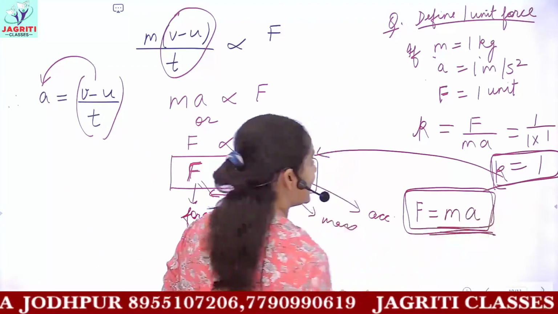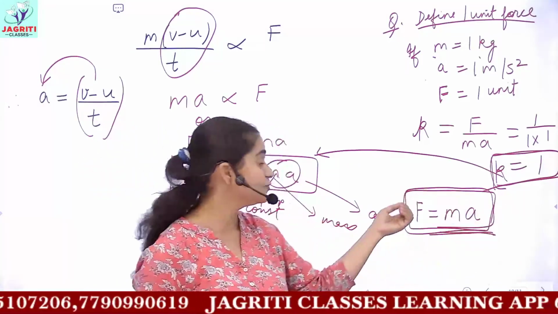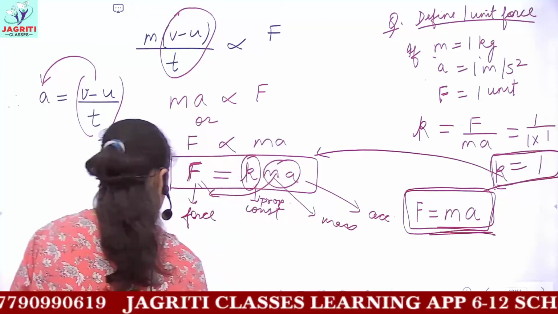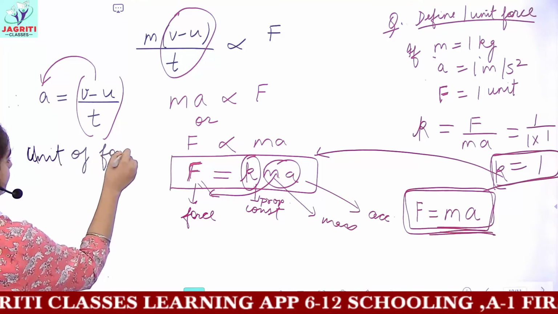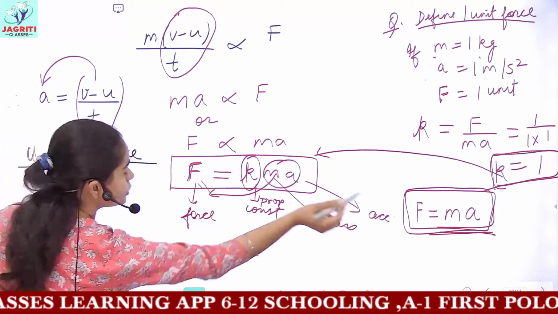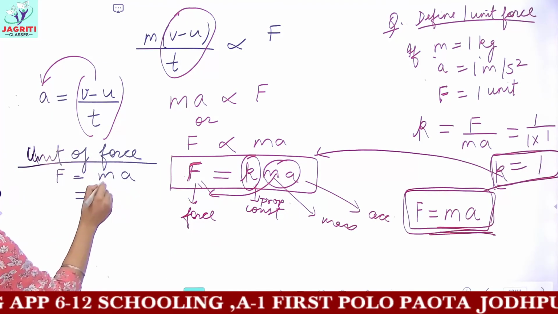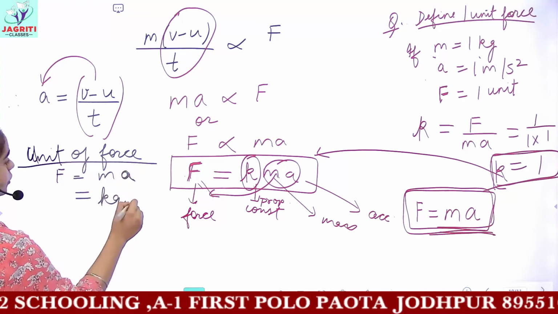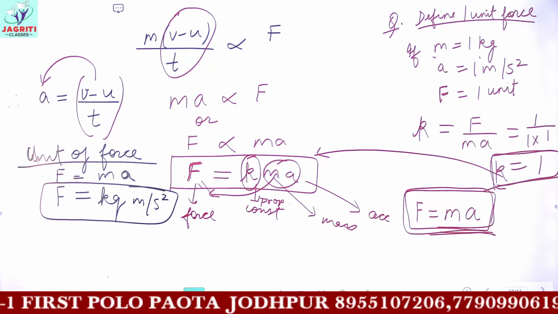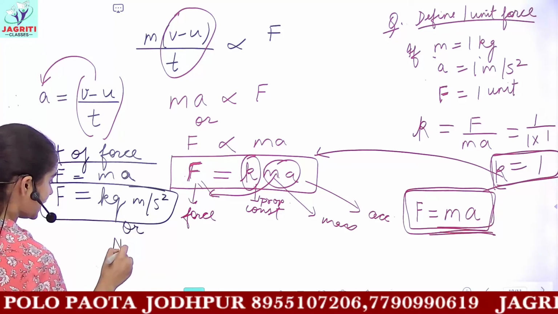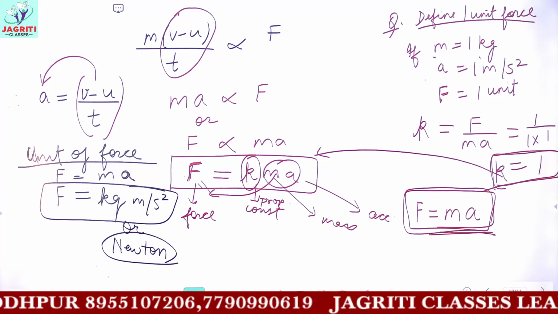Now you will be given numericals, where you would be given mass and acceleration and asked to find the force. Now again we'll look at the unit of force. We already derived the unit of force in our introductory class. Let's recap it. Force is equal to ma. The unit of mass is kg, and the SI unit of acceleration is meter per second square. So the unit of force becomes kg meter per second square, and this unit is also known as Newton.